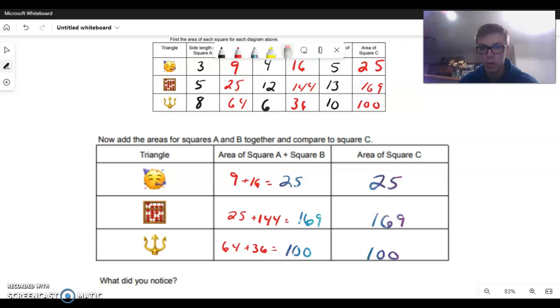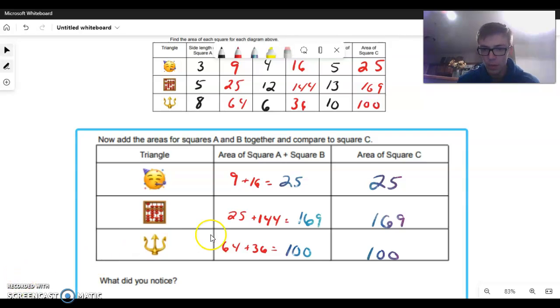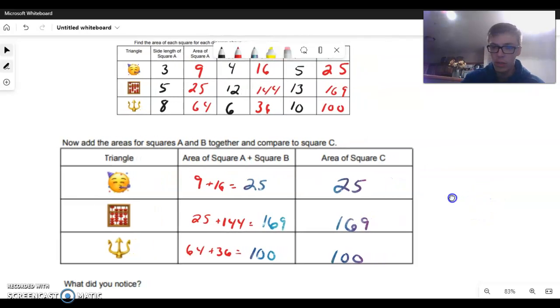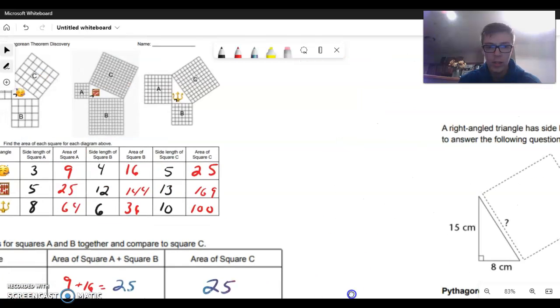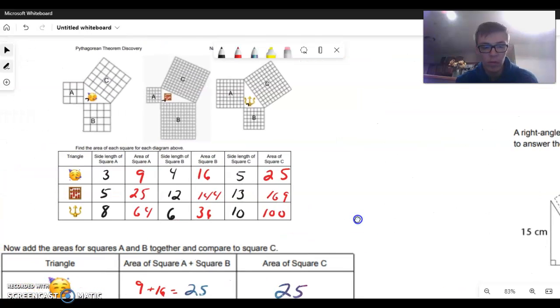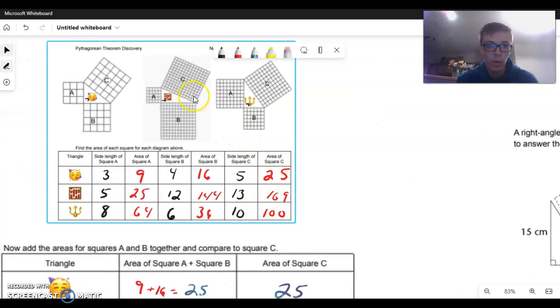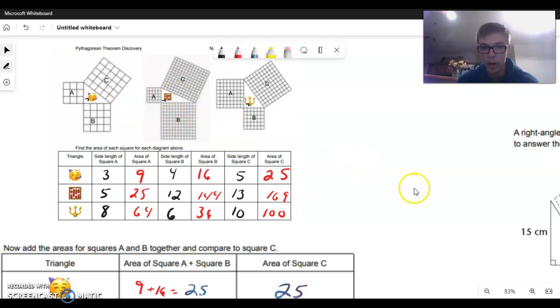So that's what we should be seeing here. When you add those together, they should be the same. Okay? So this gets us closer to this idea of the Pythagorean theorem. All right? So, as you can tell, we found that, remember, these are all right triangles. These were four right triangles, okay?